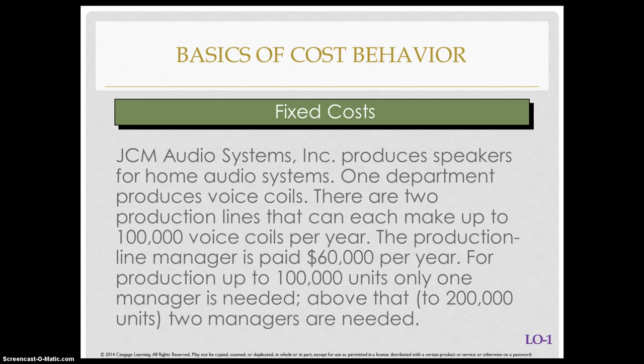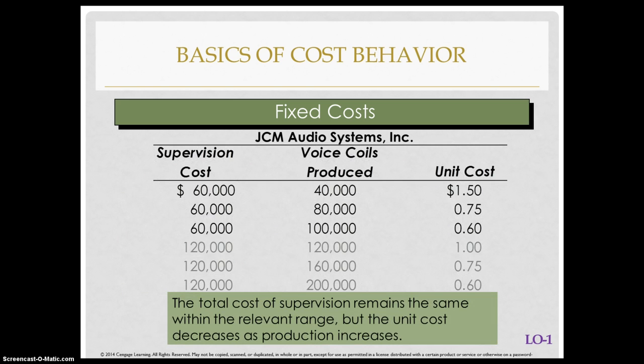The production line manager is paid $60,000 per year. For the production up to 100,000 units, only one manager is needed. Above that, up to 200,000 units, two managers are needed. So, up to 100,000 units, our fixed supervision cost is $60,000. But once we jump over the 100,000 unit range, we need another manager, so our supervision cost will go up to $120,000, and we'll see that per unit cost jumps up, but then slowly moves back down as we start getting up to the 200,000 unit range.